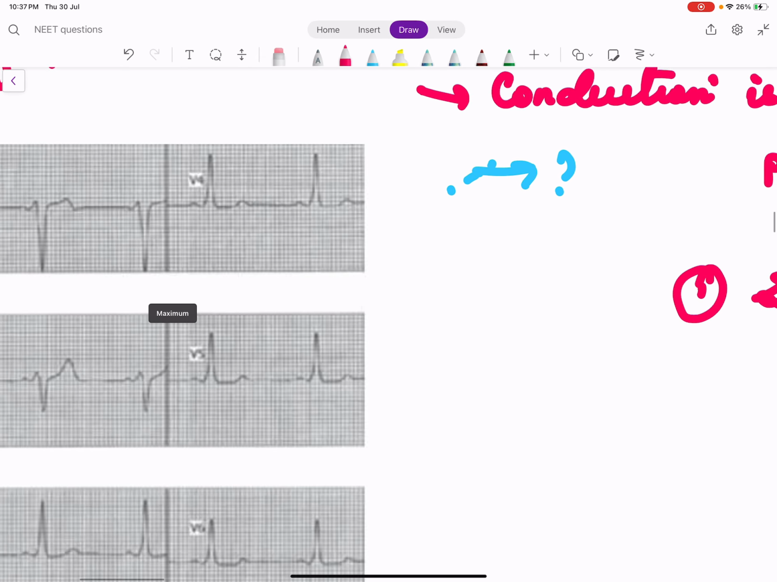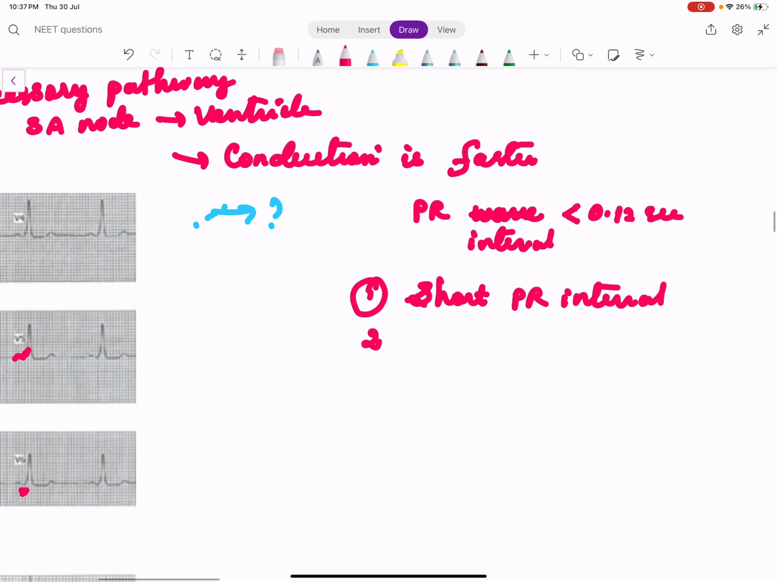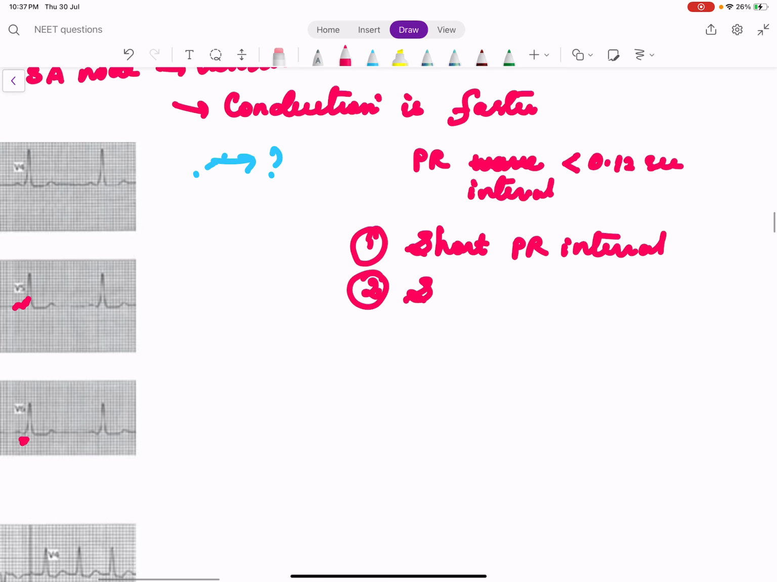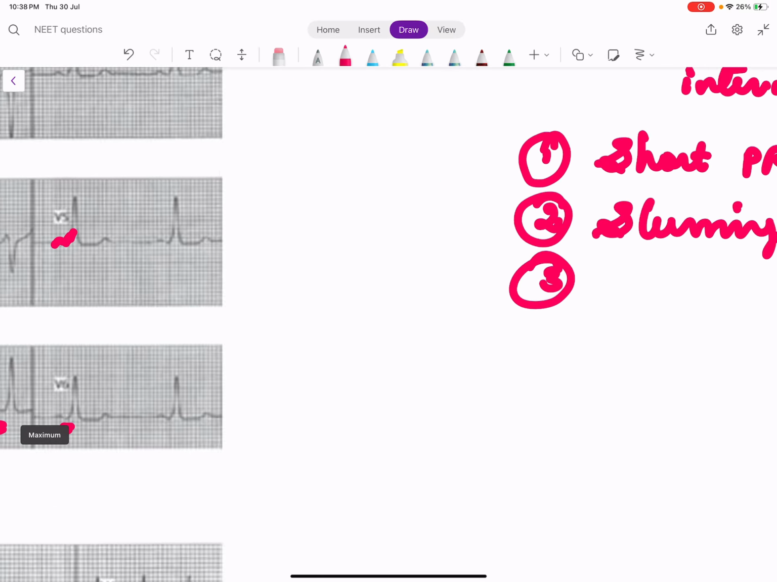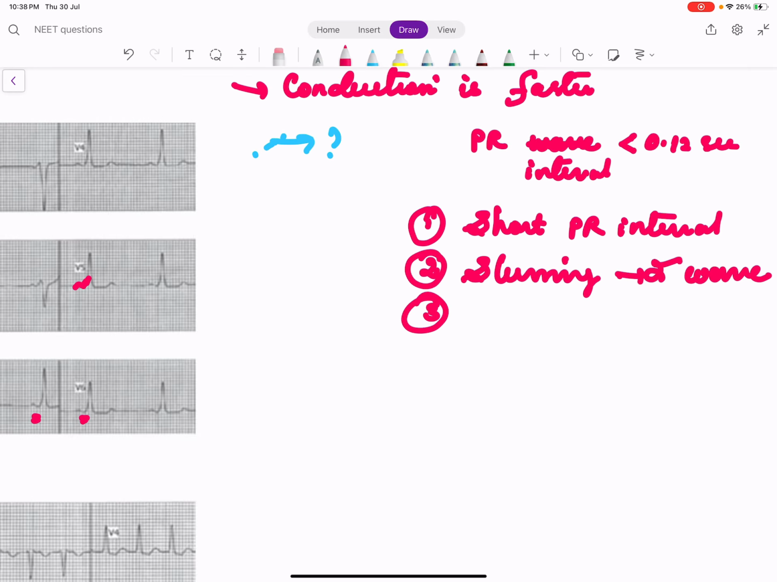Can you see a slurring of the wave initially? After the P wave, there is a slurring. So why that slurring? This slurring is called the delta wave. And third, see, the QRS is broad here. It is more than 3 small squares.